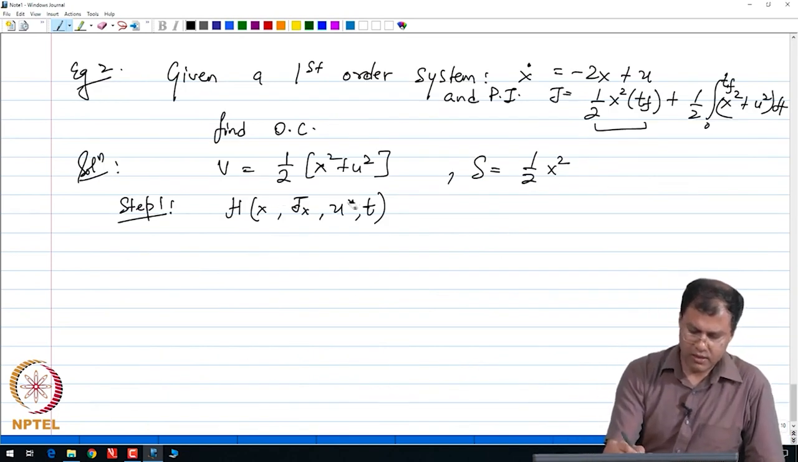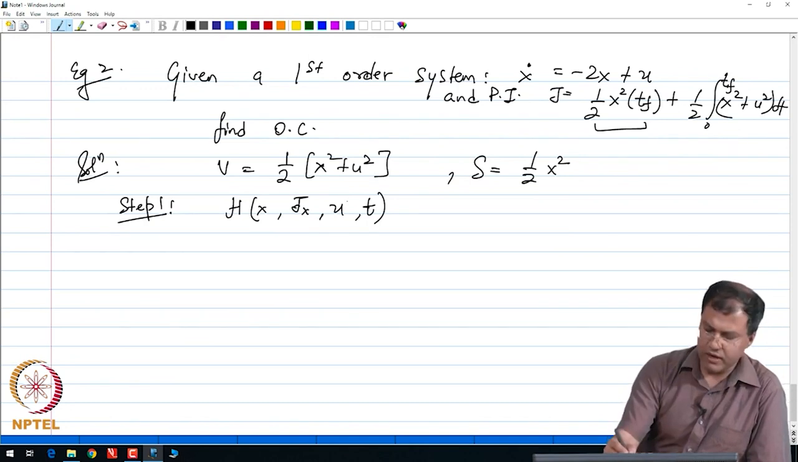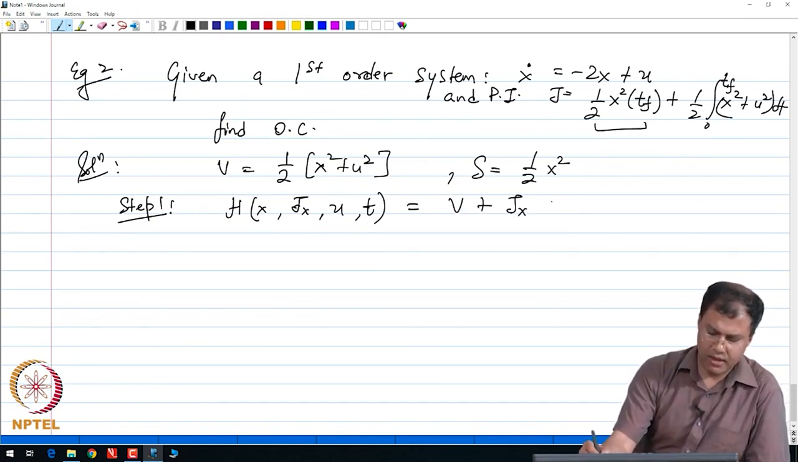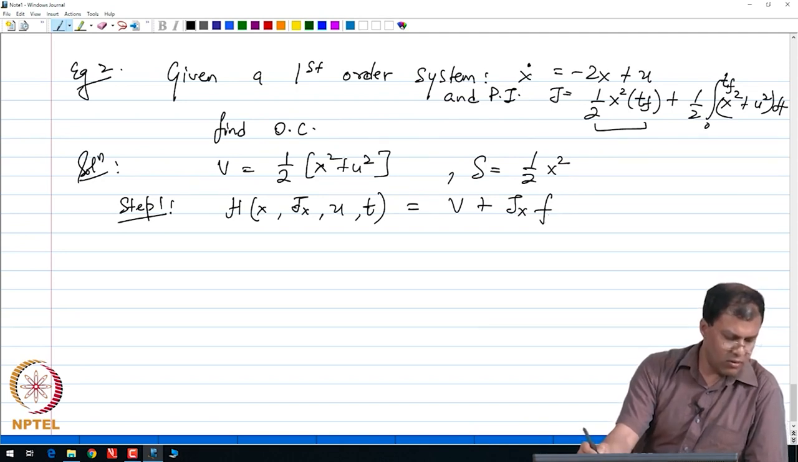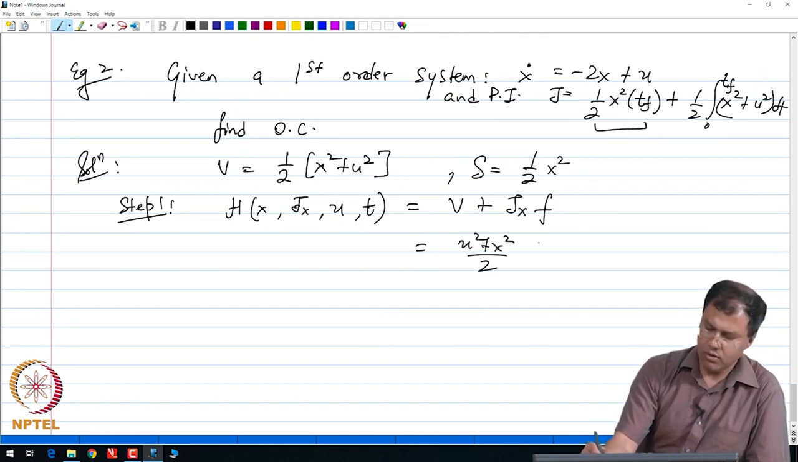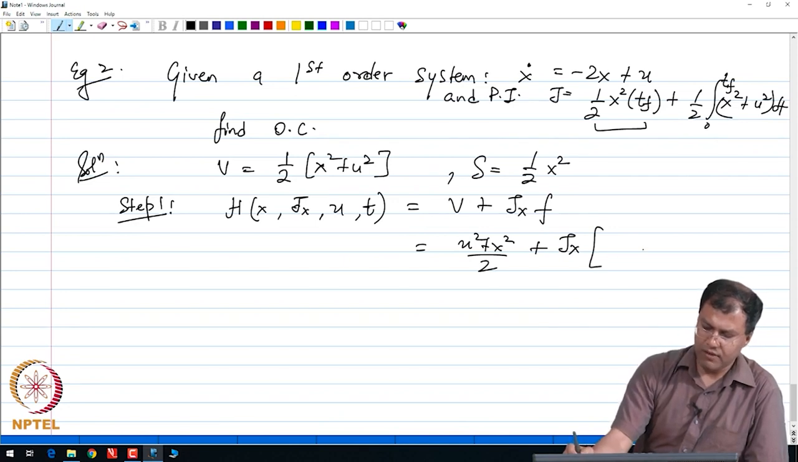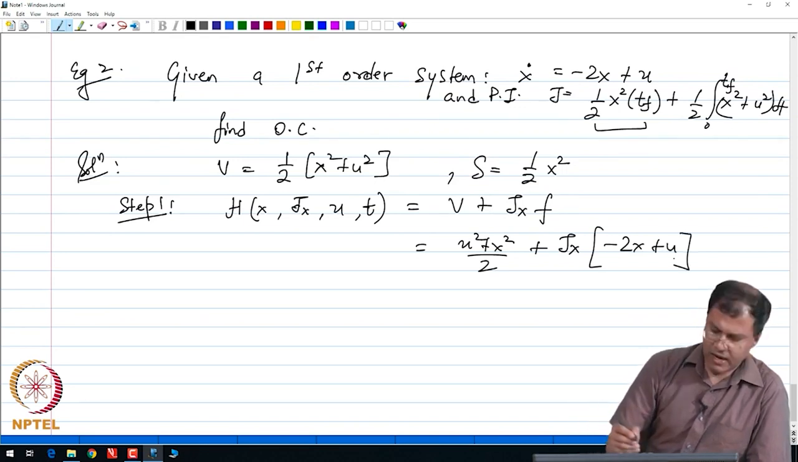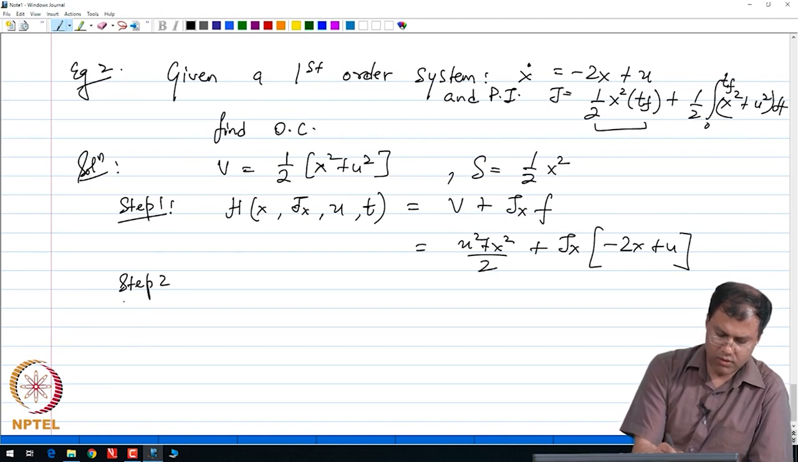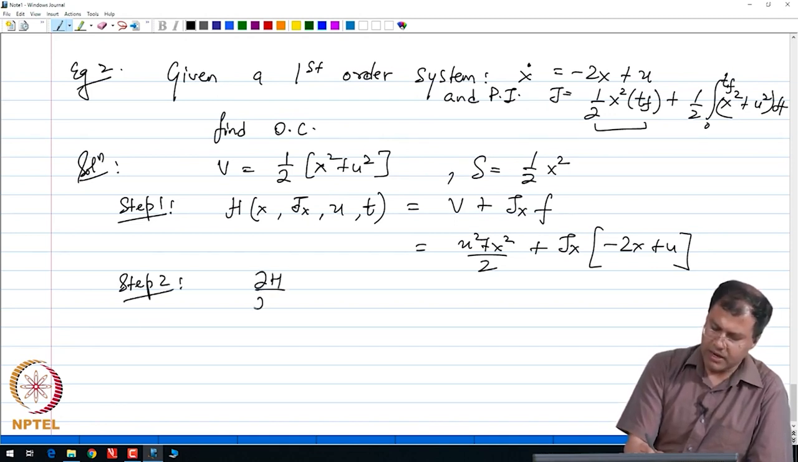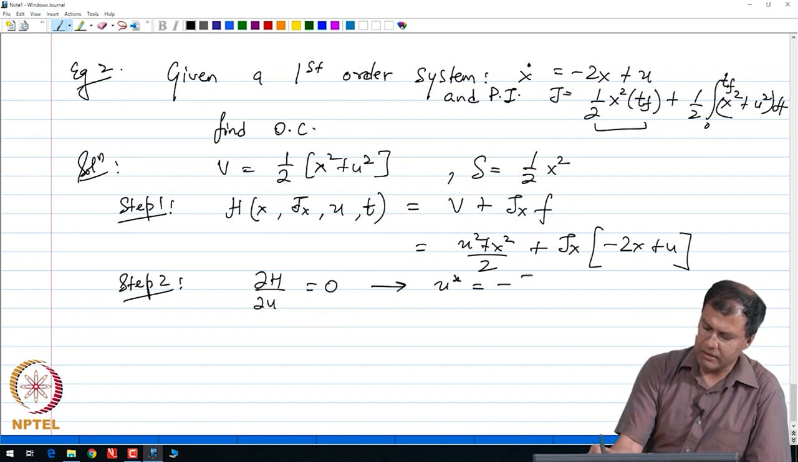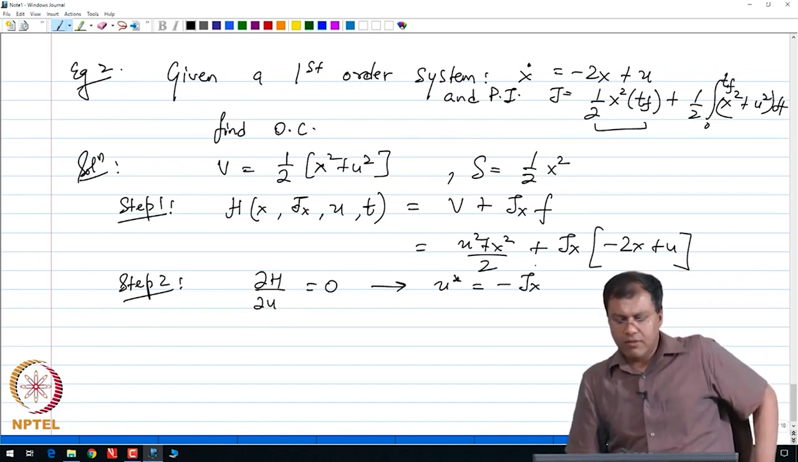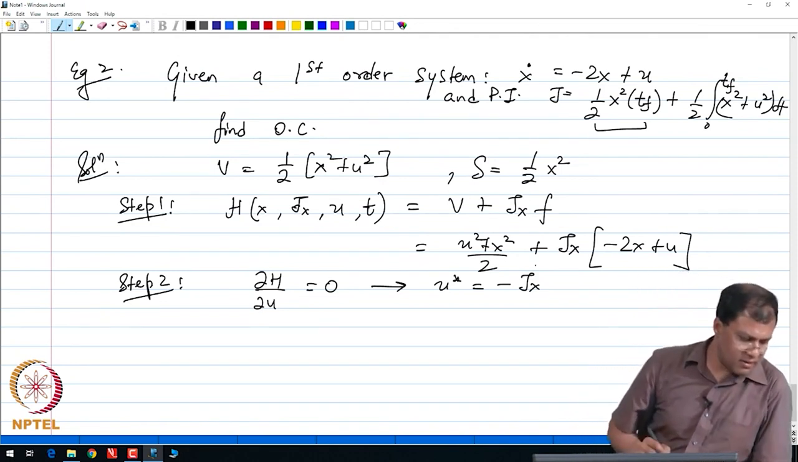So my values are as follows. H at these values is V plus J x times f, right. So, we are going to plug in all these relations. V is u square plus x square by 2, plus J x times f. f is minus 2x plus u, right. And then in step 2, I take the partial derivative of H with respect to u. I see that u star becomes minus J x, right. We just take the derivative and we will get our answer. So, u star is minus J x.